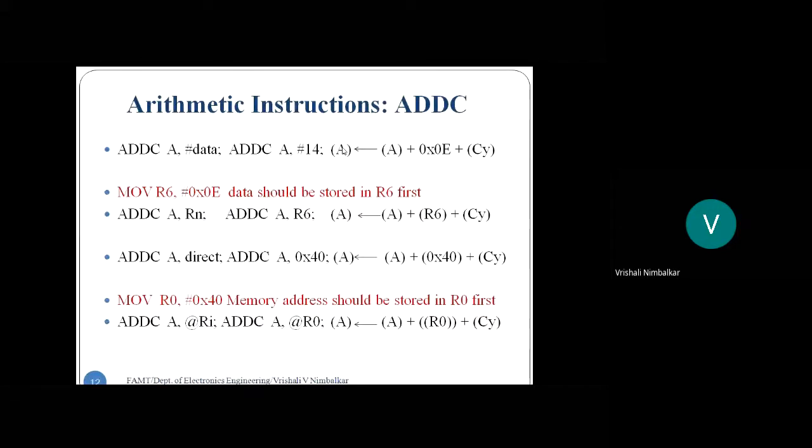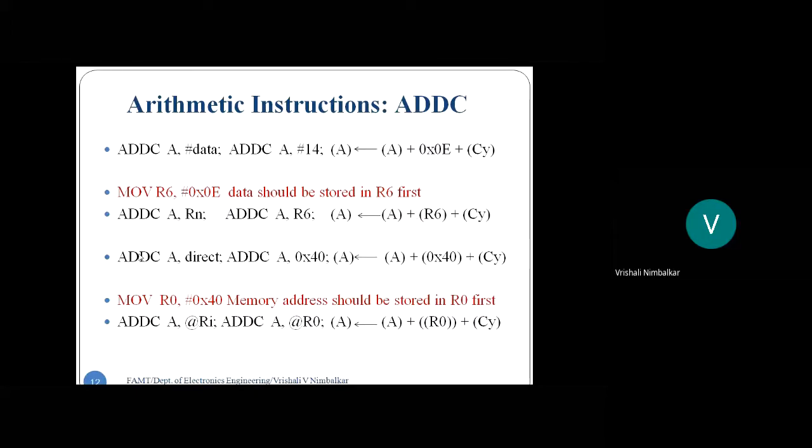Okay. Second example, ADDC, RN. I write an example, ADDC, R6. Data from R6 is added with accumulator with the carry status. Whatever is the status, the carry bit can be 0 or it can be 1. Anything in that carry bit gets added. So 0 can be added or 1 can be added.